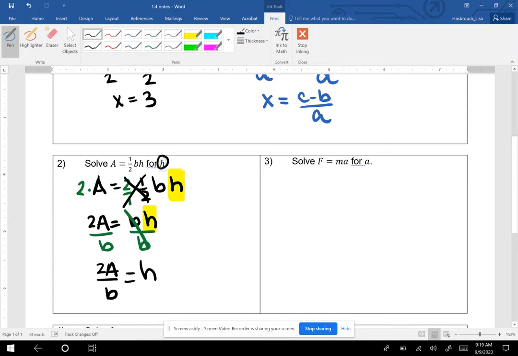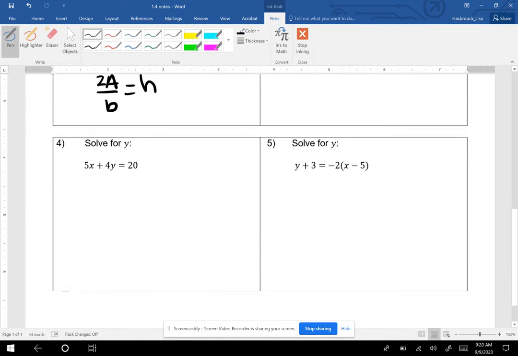For problem number 3, we have F equals m times a, and they want us to solve for a. So I'm trying to get the a alone. Keep in mind on that side it's m times a. So to move the m, we need to do the opposite. We need to divide by m on both sides. On the left, I do not know what F divided by m is, so I leave it as F divided by m. On the right-hand side, those m's cancel out, and a is now alone. And we're done with those problems.